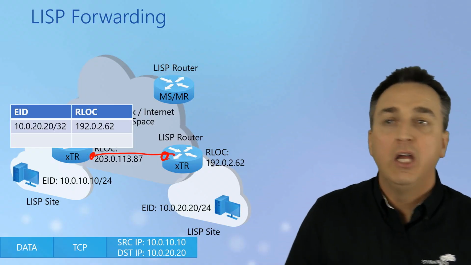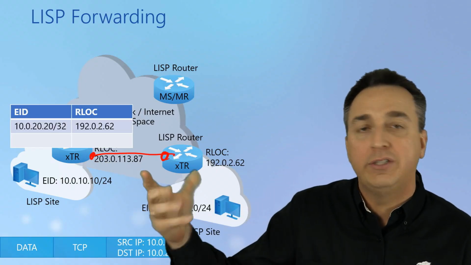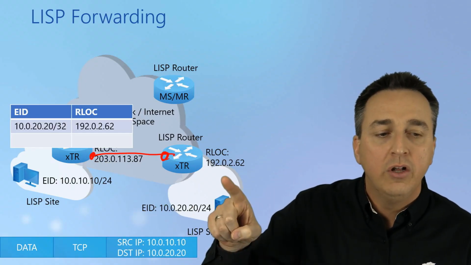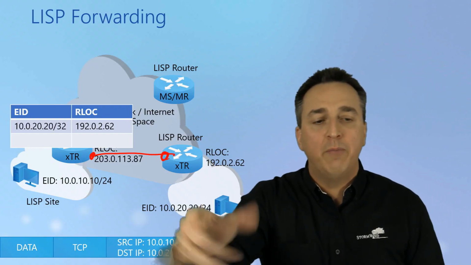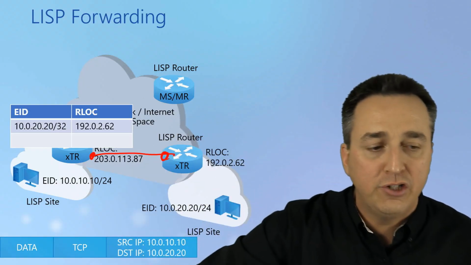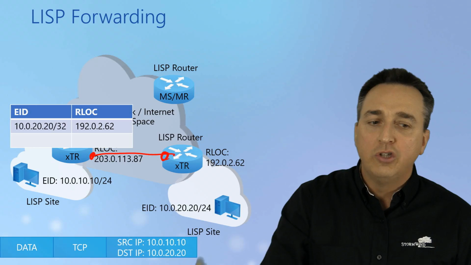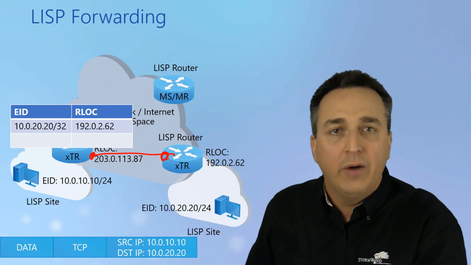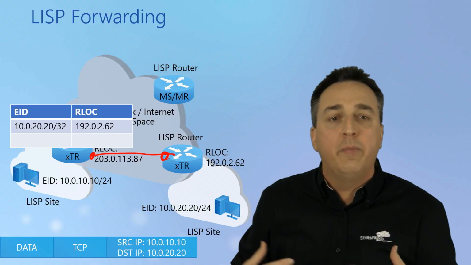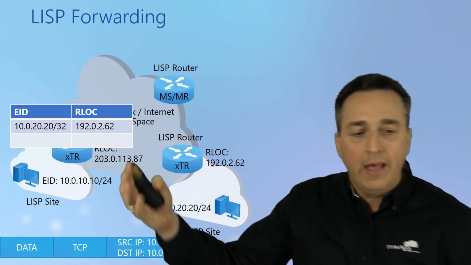So just like with GRE, what's the source? In this case, the source is going to be 203.0.113.87. What's our destination? 192.0.2.62. And can we get to each other? Of course we can, because those addresses are part of OSPF. Those addresses are part of EIGRP. Those addresses are part of ISIS. So we can route to each other. I just don't know about everything behind, right? I don't know about everything in every LISP site. I learn about it how? With LISP mappings.